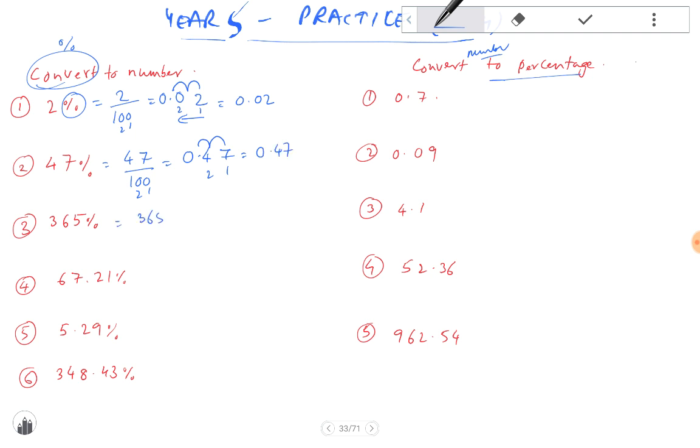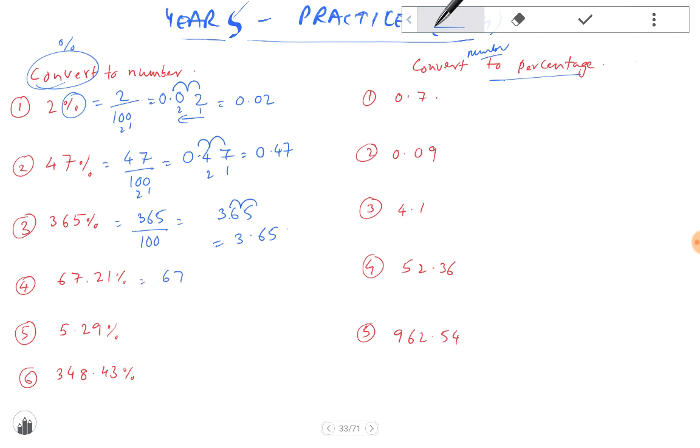With 365, again divide by 100. So write 365 over here. Okay, and then we jump the decimal by 2 places. So 1, 2. Put a decimal there. So the answer is 3.65.